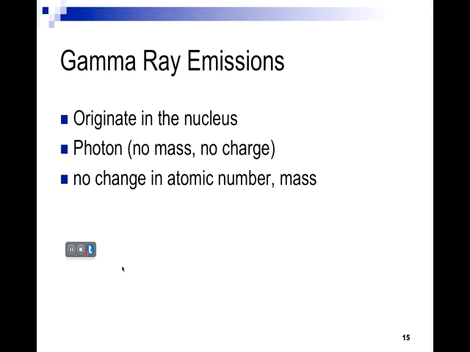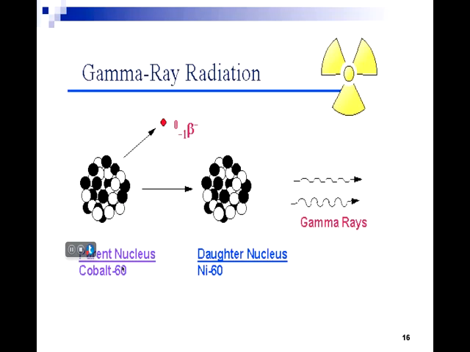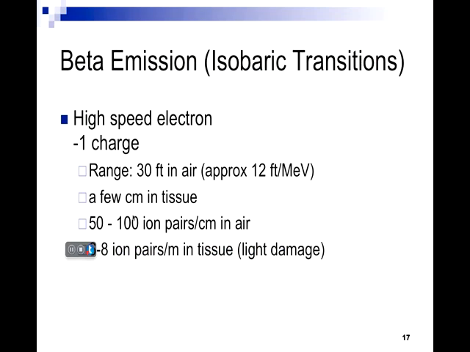And whenever a gamma emission occurs, because it has no mass and no charge, there is no change in the atomic number or the atomic mass that occurs following a gamma emission. So, following a gamma emission, if you start with an atomic number of X, the atomic number will be X after the gamma emission. It does not change. Same with the atomic mass. If you start with an atomic mass of Y, the atomic mass will still be Y after a gamma emission. There is no change. And this is a gamma emission that's occurring.